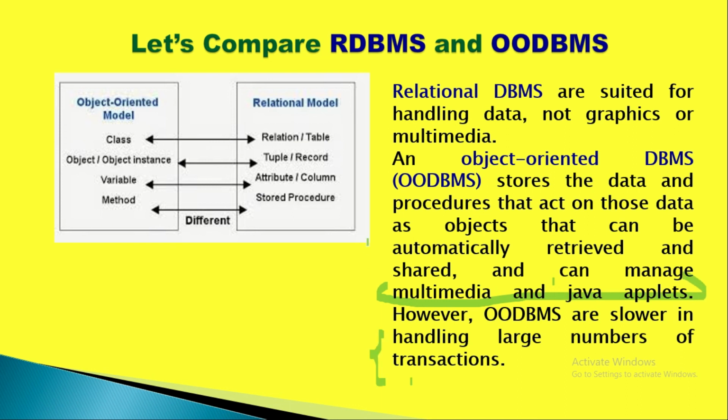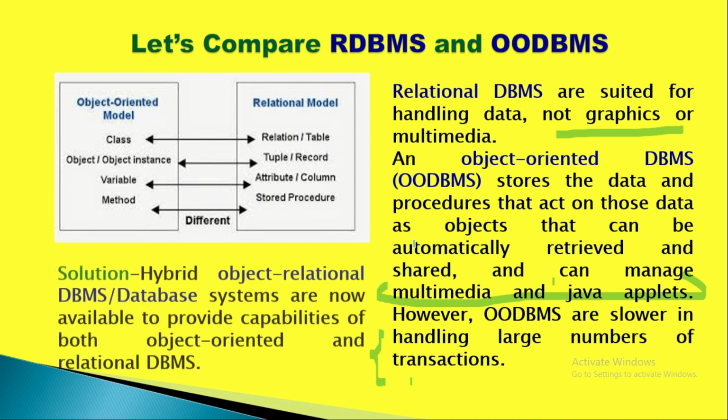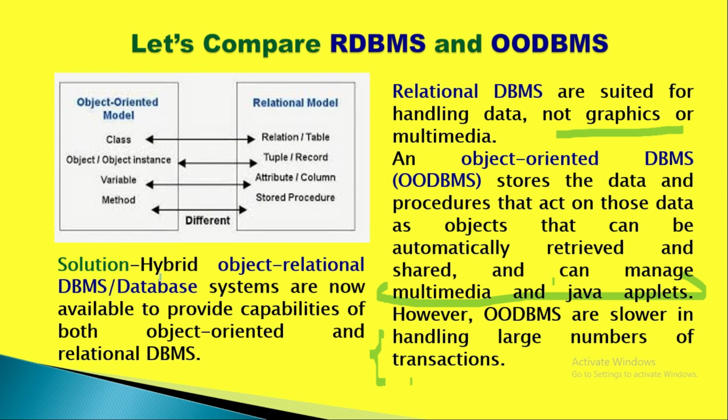You can note here that the relational model is not suitable for graphics and multimedia, and object oriented DBMS systems, if they support multimedia, cannot handle large transactions. So there are problems in both models. So what is the solution for this? You have a solution that is a hybrid approach, which is called object relational DBMS systems, which provides you the capabilities of both object oriented as well as relational DBMS methods.